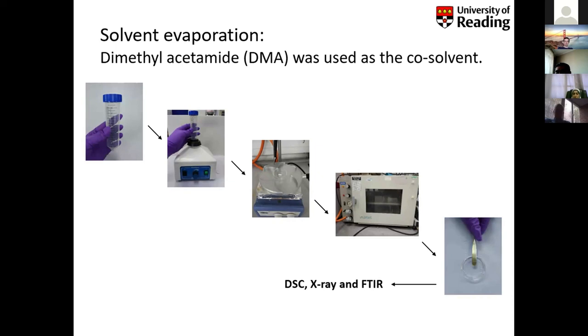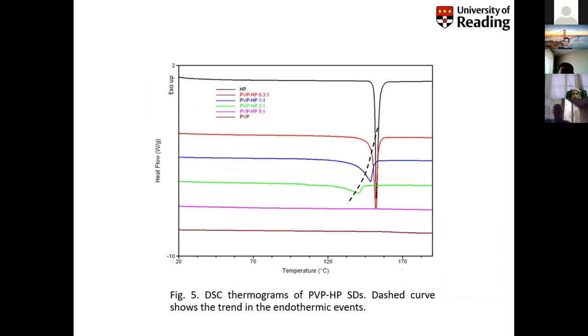Because I've got a lot of data, including all the polymer haloperidol solid dispersions, here I only select one polymer haloperidol solid dispersion, because it's impossible to show all the data here. So here are the DSC thermograms of PVP haloperidol solid dispersions. The DSC curves showed broader and reduced peaks corresponding to the crystalline drug with increased PVP. And the haloperidol melting peak was absent in the solid dispersion of PVP haloperidol 5 to 1, indicating that the drug became completely amorphous.